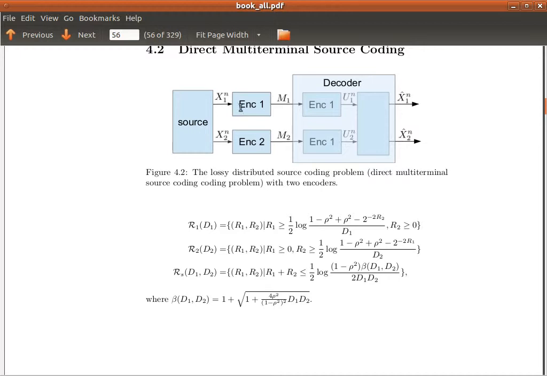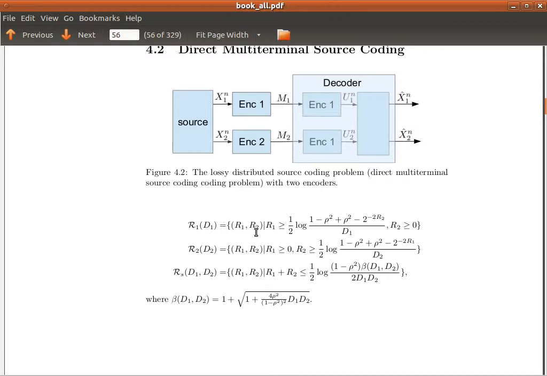Again, the problem is that we have multiple sources. In this case, we just assume two sources, and they are correlated. You have encoders that compress them separately, and then the decoder is going to decode them jointly. So the achievable rate region will be the intersection of these three regions here.